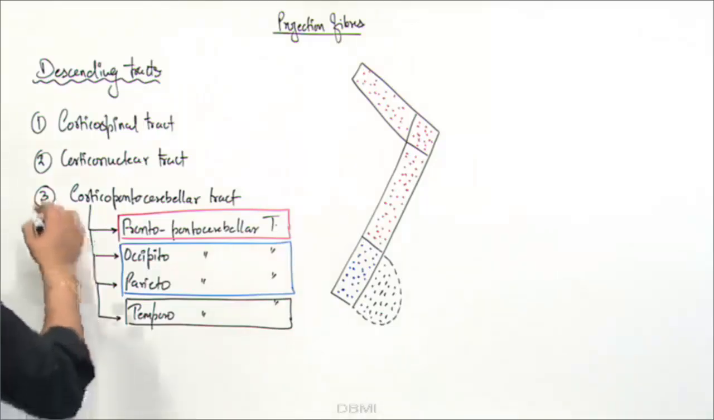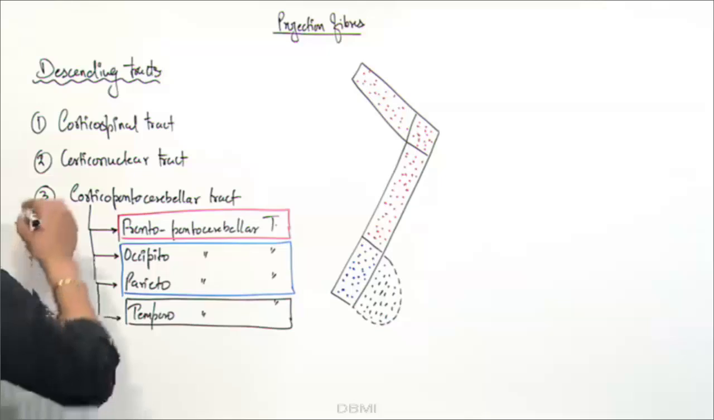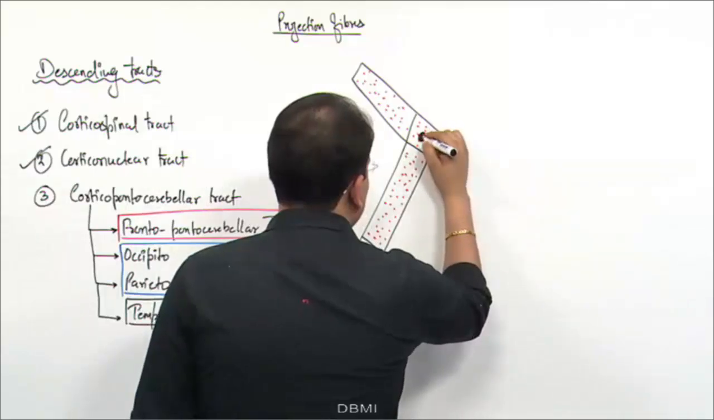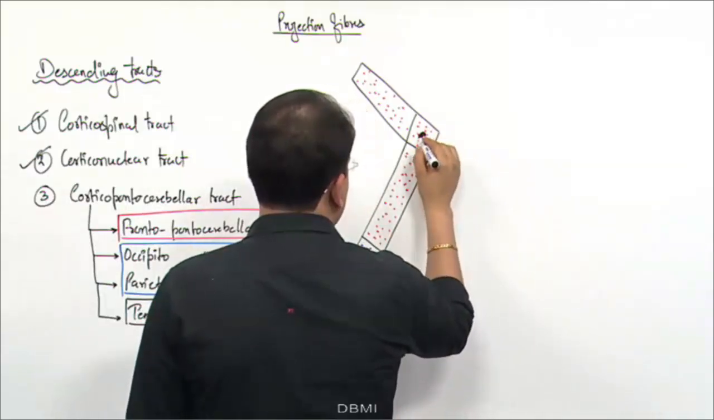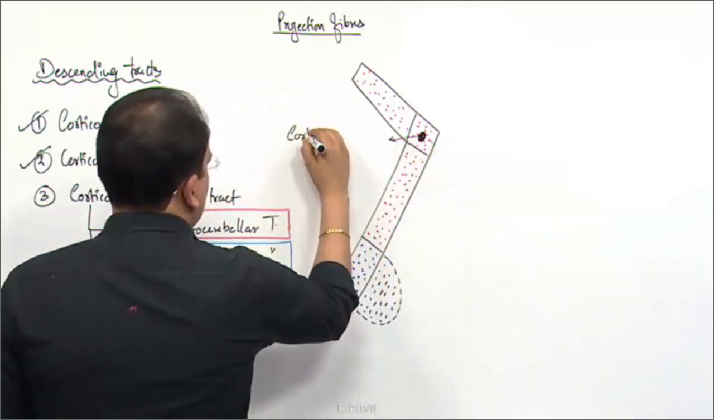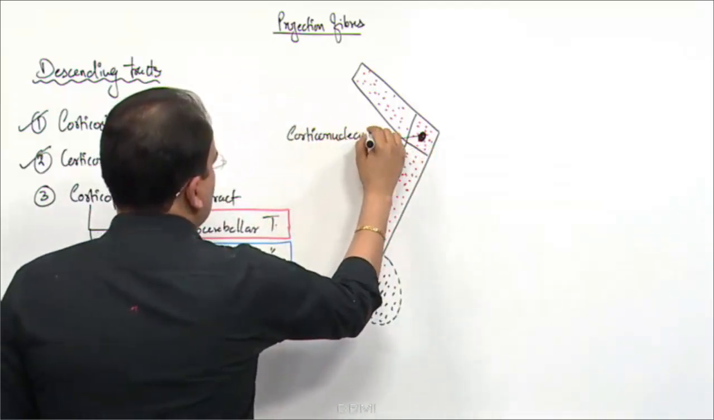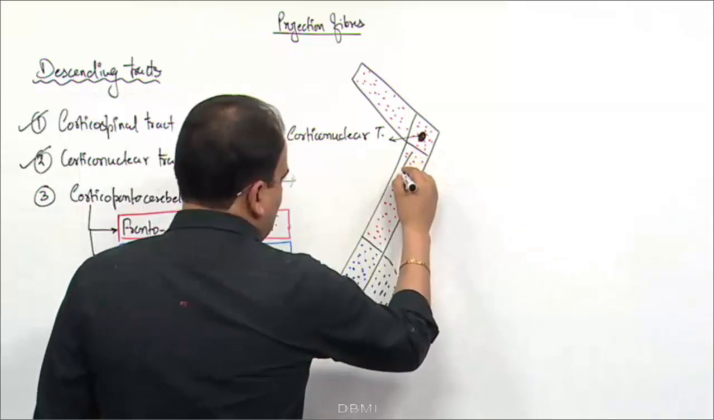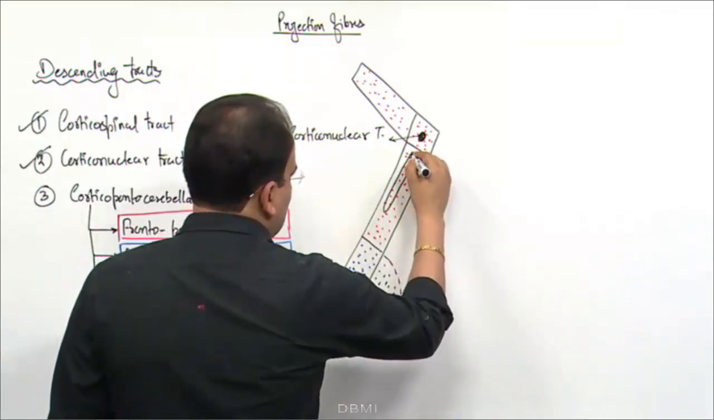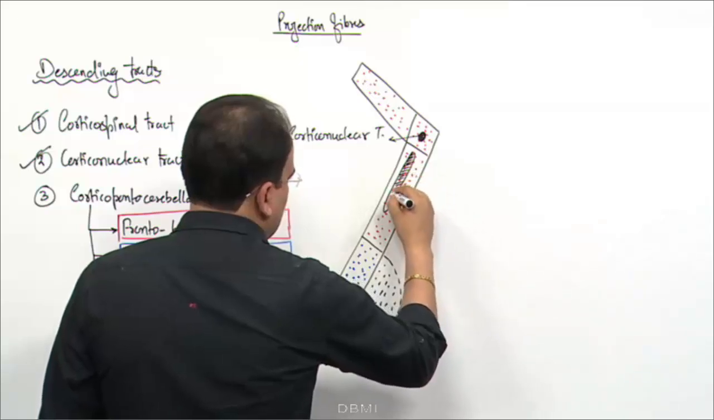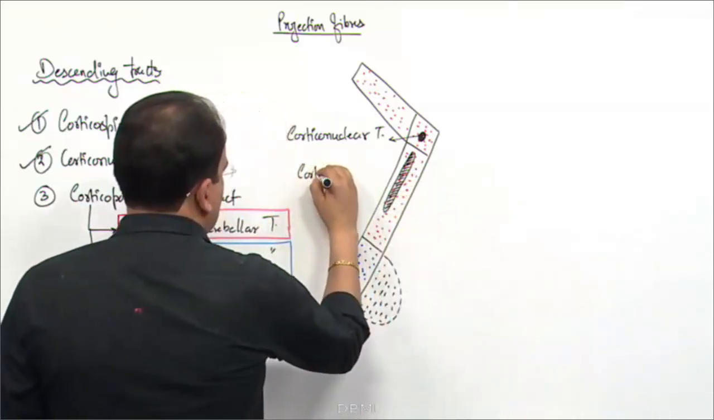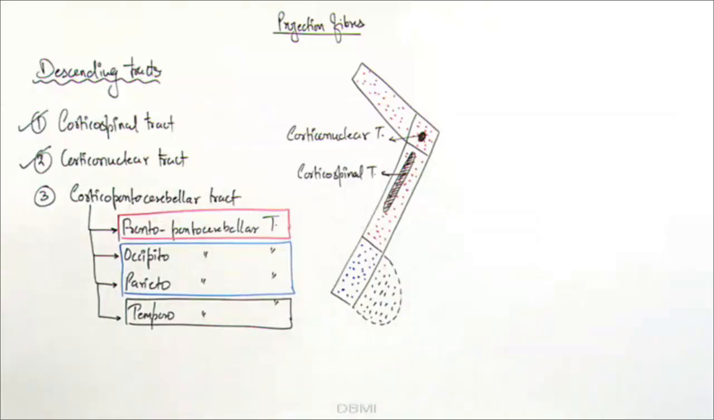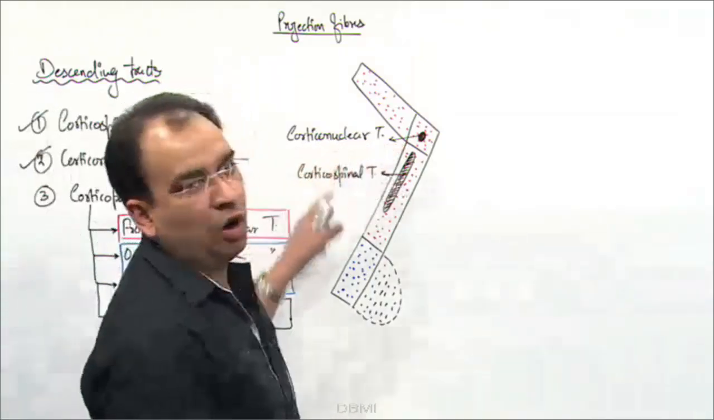Coming to the two major ones here, that is corticospinal and corticonuclear. Corticonuclear tract goes from the genu, and corticospinal from the anterior 2/3 of the posterior limb, precisely. Corticospinal tract will go from the anterior 2/3 of the posterior limb. Make sure you write this.